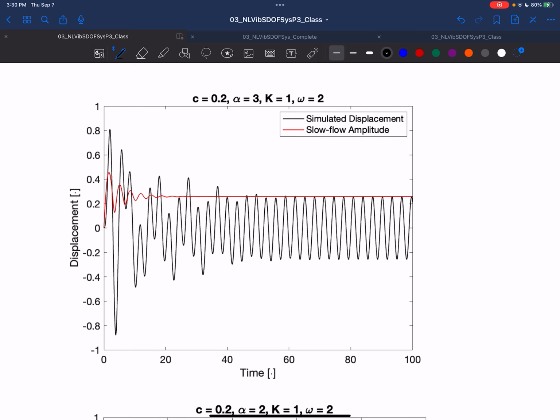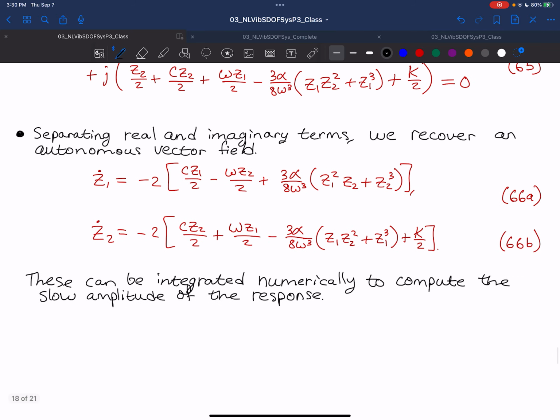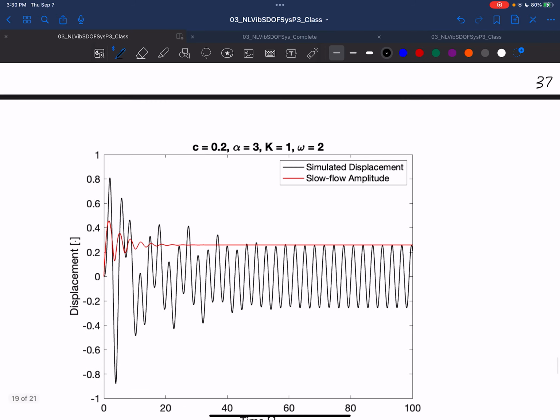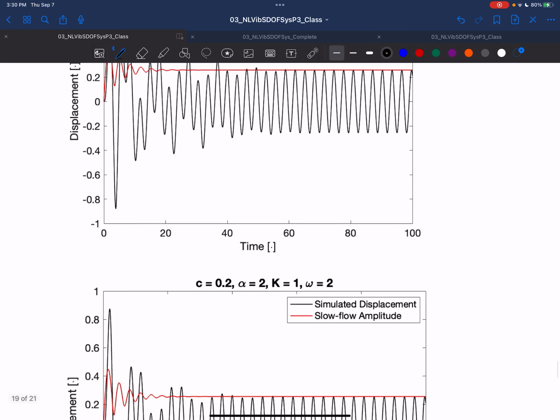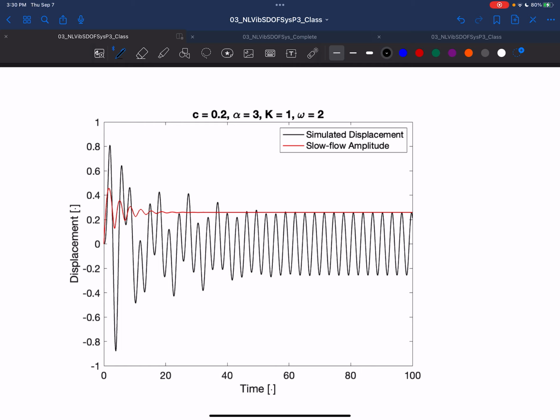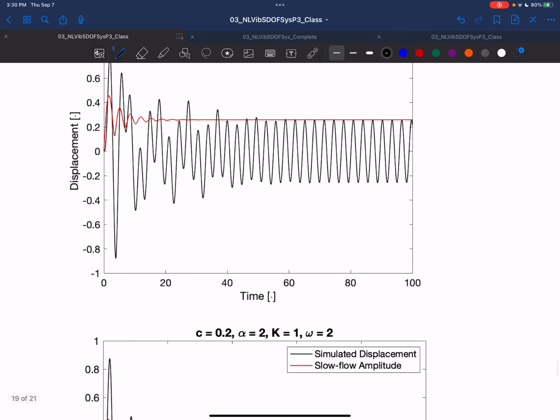What I've done here is integrated numerically using ODE45 this vector field 66 shown here. That's the red curve. And then I've also taken our equation of motion and simulated it using ODE45 directly. And so you can see that the slow flow amplitude converges to the amplitude of the steady state response of that simulated displacement here. In this case, there is a transient response that dies out, and the slow flow does not capture that behavior. And so this is for a force amplitude of 1 and a frequency of 2.